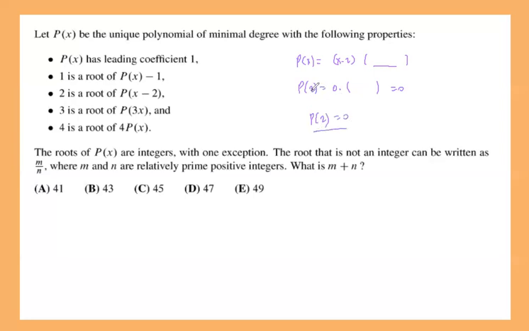Since when you plug in 2 the result is 0, that tells us p of x is actually divisible by x minus 2. Because when you multiply a binomial by another polynomial, you get this polynomial. This means this one is a factor of that one. That is called the factor theorem.